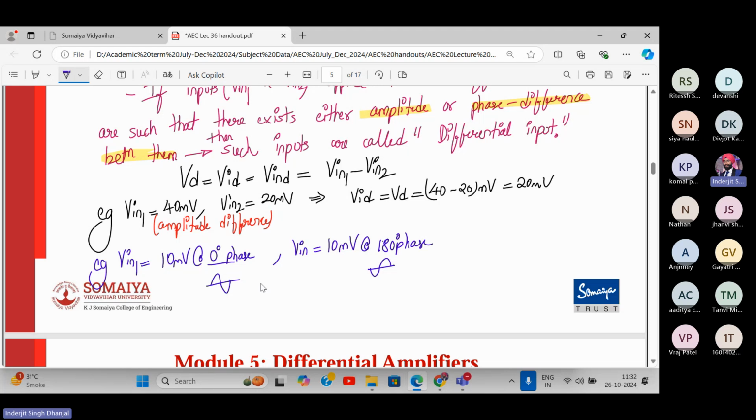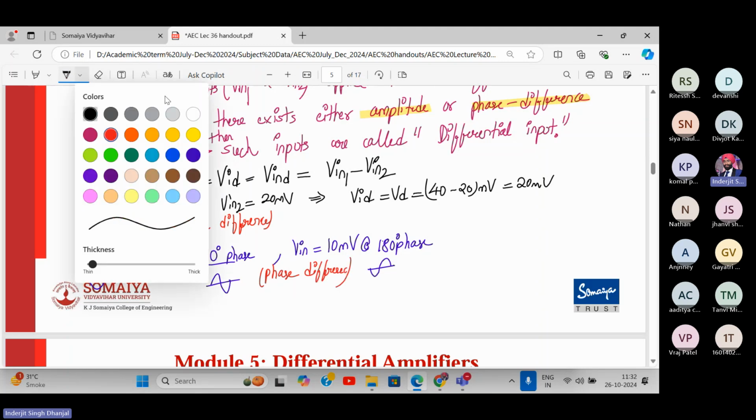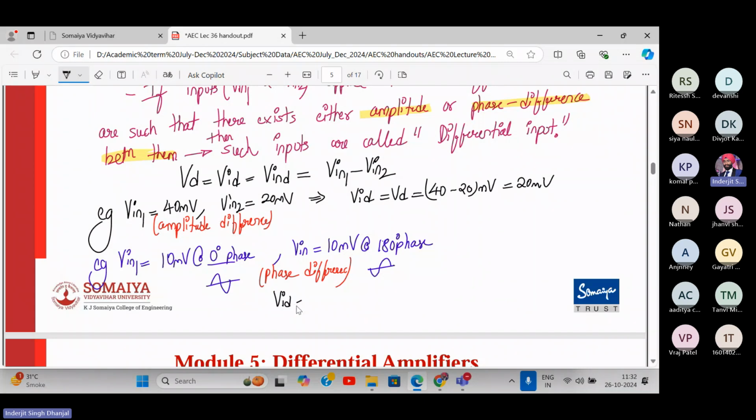So how will you tackle such a signal? This is an example of a phase difference. Both are out of phase with each other. That means here, VID or VD, can you tell me what it will be? It will be 10 millivolt minus of minus 10 millivolt, which is again 20 millivolt. Did you understand why it is minus? Because it is out of phase with each other. This is your V in 1 and this is your V in 2. When you subtract them, you get a positive number, which is 20 millivolt in this case.